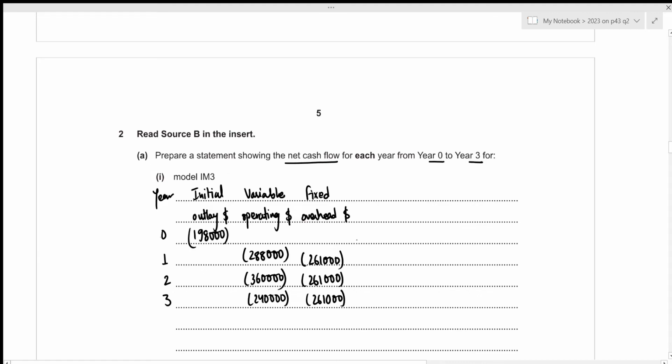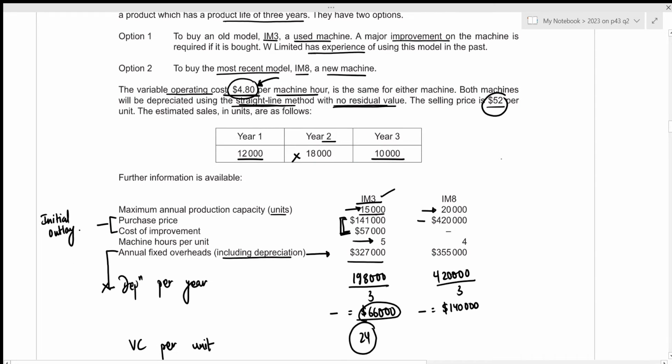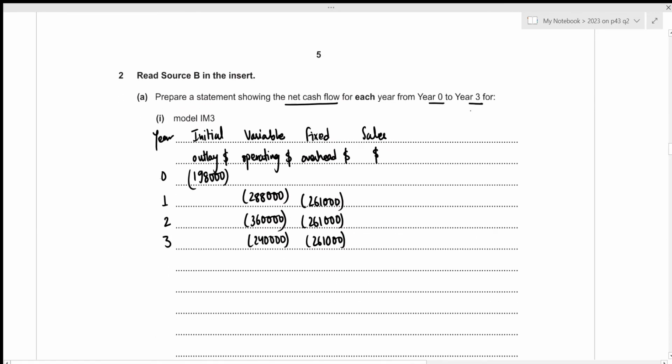Now the final thing we can add is going to be our sales revenue. And we were told that the selling price is 52 per unit. So in order to calculate the total sales, we can just multiply the units given by 52. So for year 1, that will be 12,000 times 52, which results in 624,000. And remember, sales will be part of our cash inflows, so we will be adding this.